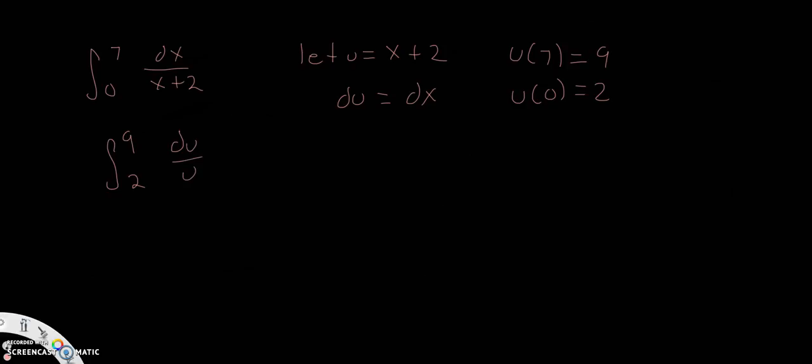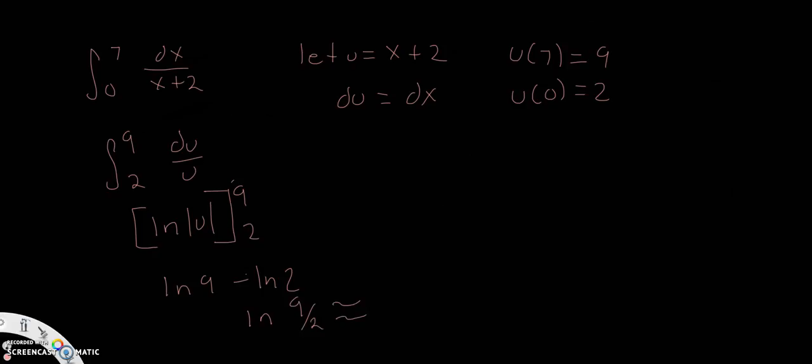So the antiderivative of this is going to be the natural log of the absolute value. And now I've got to plug in the 2 and the 9. So now I'm going to get ln of 9 minus ln of 2, or I could say ln of 9/2, which is going to be equal to 1.504.